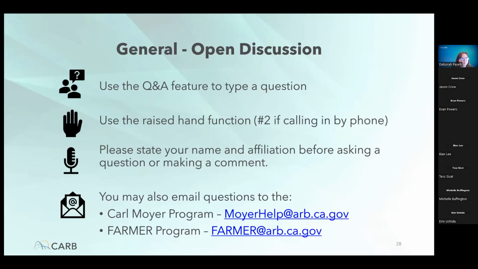Okay, we have another question from Iman Norden. Overall, is CARB staff anticipating greater stringency for eligibility for Carl Moyer programs, such as limiting eligibility overall to smaller fleets?